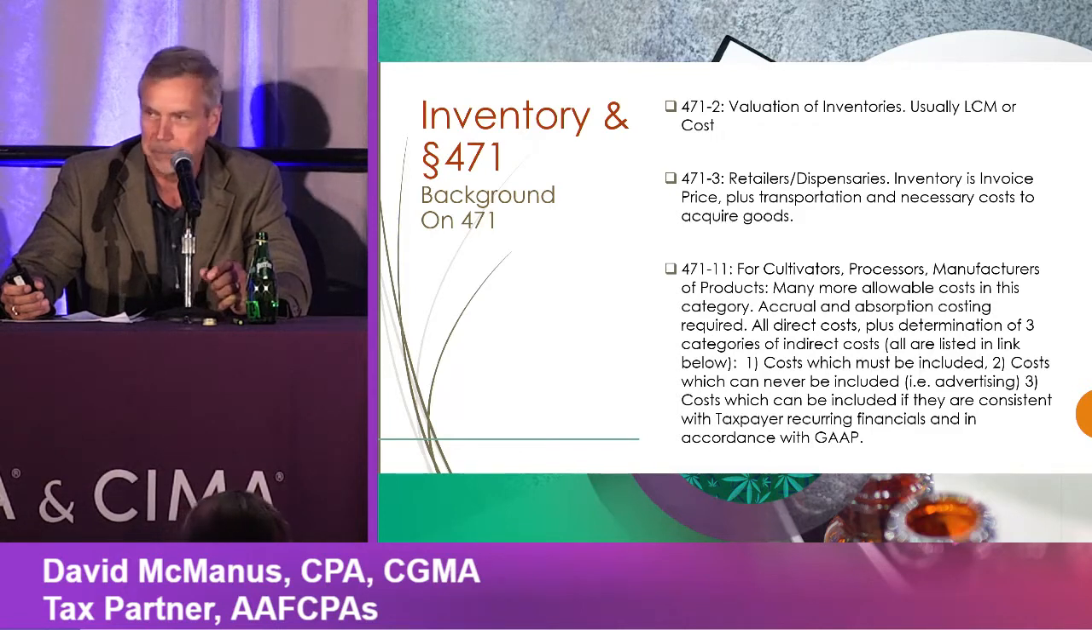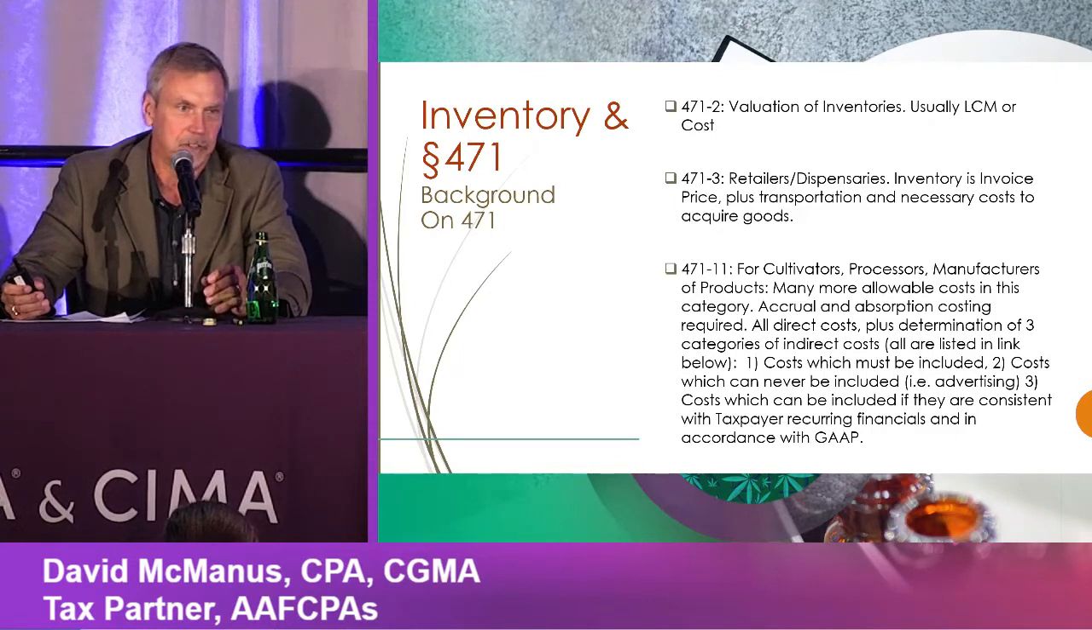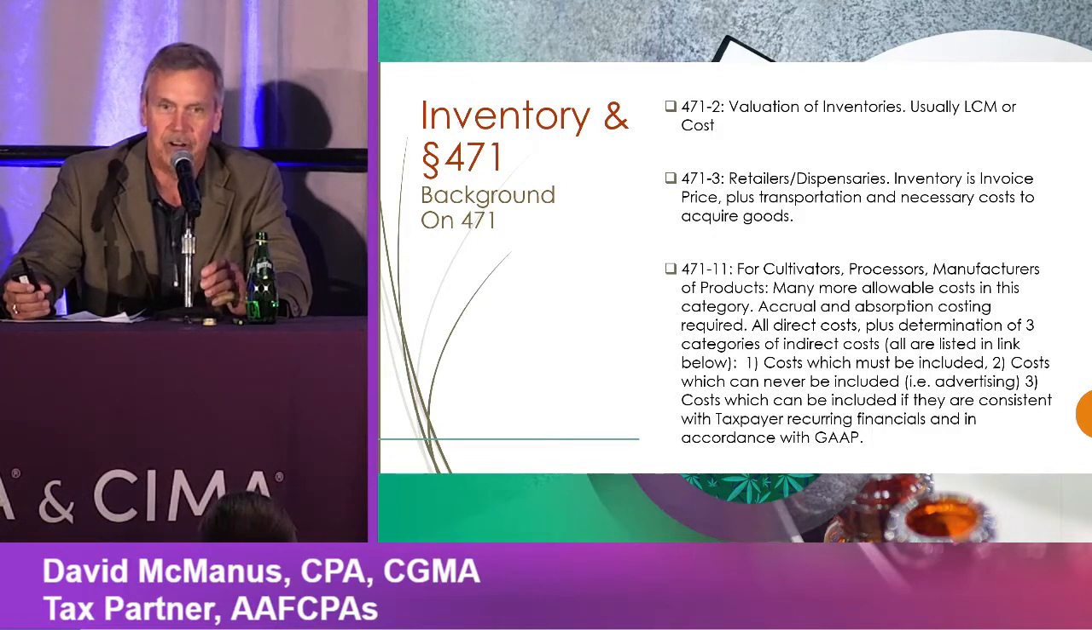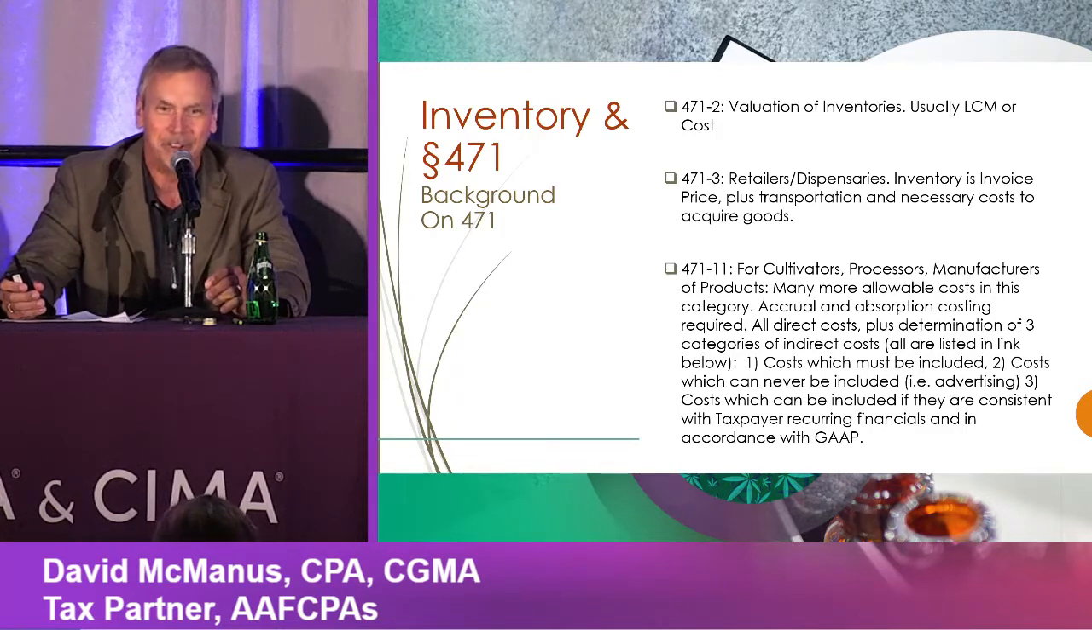So the principles behind 471-3 is for retail and dispensaries. As we mentioned before, it's just the cost of the product and any necessary cost to acquire the goods. And that's all that's deductible for a retailer. We have been successful in some audits, where Massachusetts is a vertically integrated state, so we've been able to argue that some production activities are going on in dispensaries. But the IRS, the first thing they're going to think when they come in is that there's no production going on. It's just the cost of the product, and that's all they're going to allow.